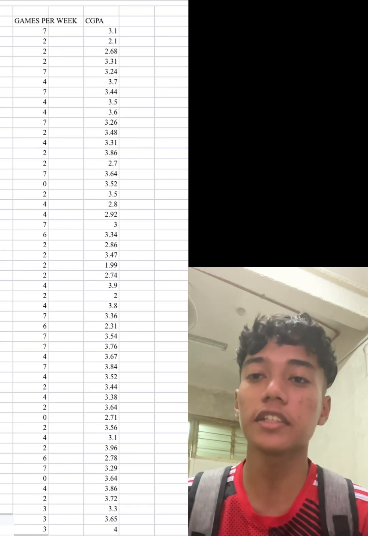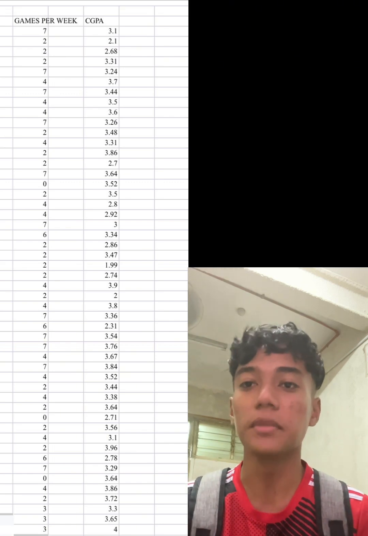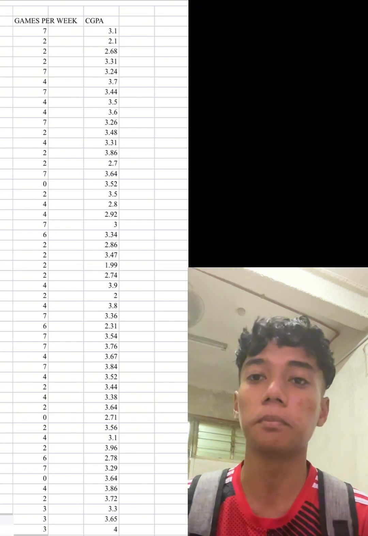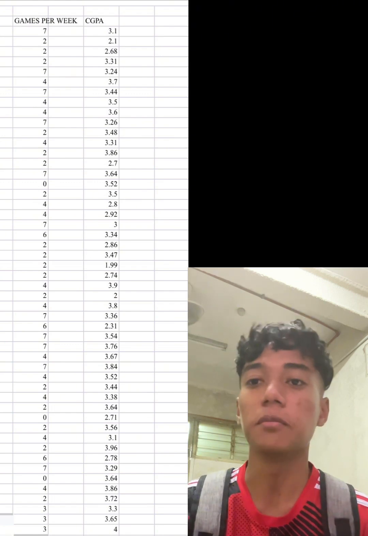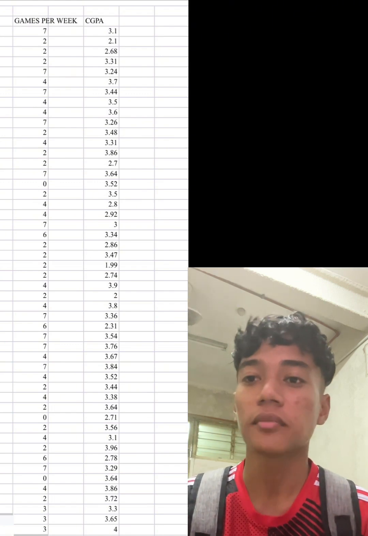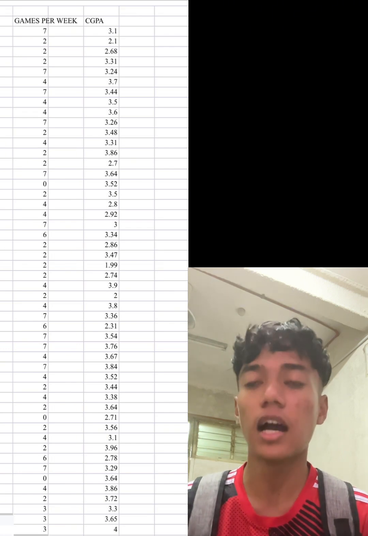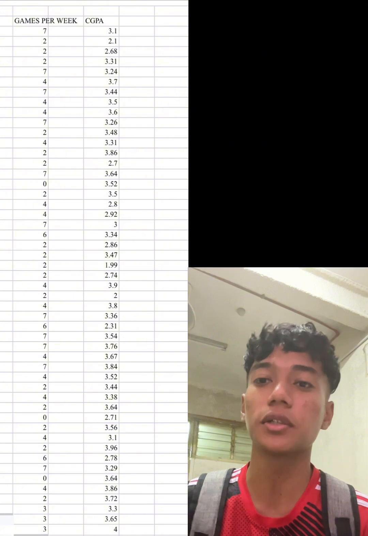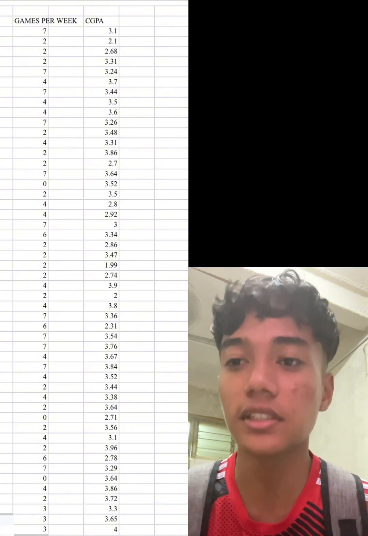The descriptive statistics that we collected: the mean average of games per week is 3.8 times, the median is 4 times, and the mode is 2 times. The minimum played is 0 times, and the maximum is 7 times.